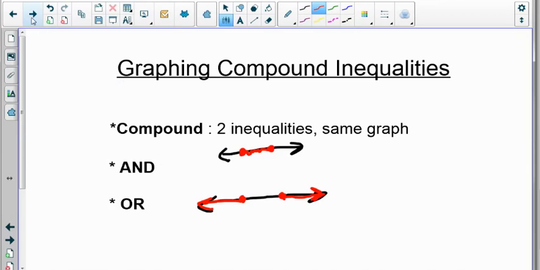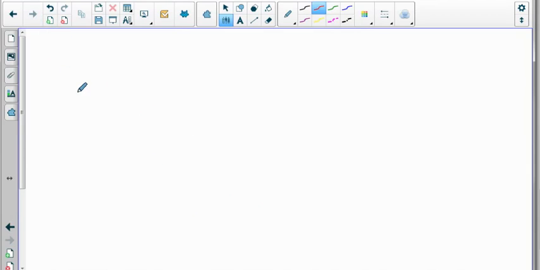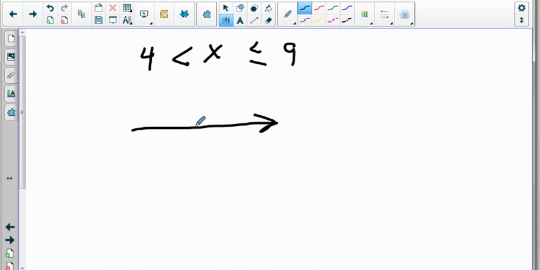And speaking of examples, let's go ahead and start with your bell work, if you looked at it. Assuming you're looking at the video, maybe you did, maybe you didn't. The bell work said that I have a number that is bigger than 4 and smaller than 9. So how would I graph that? Well, I would make my number line. The only two numbers I care about are 4 and 9.